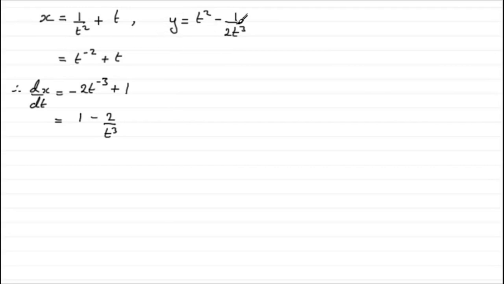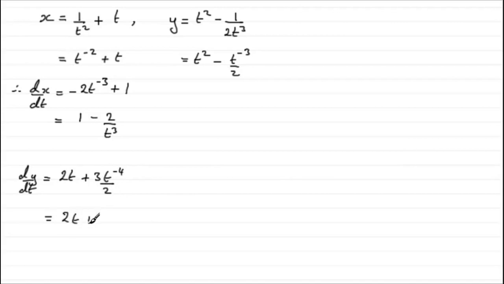When it comes to differentiating y with respect to t, we're first going to need to tidy this up, so I'm going to change this term to minus t to the minus 3 over 2. When differentiating, we get for the first term 2t, and differentiating this term we have plus 3t to the minus 4 all over 2. Tidying this up, we get 2t plus 3 over 2t to the 4.